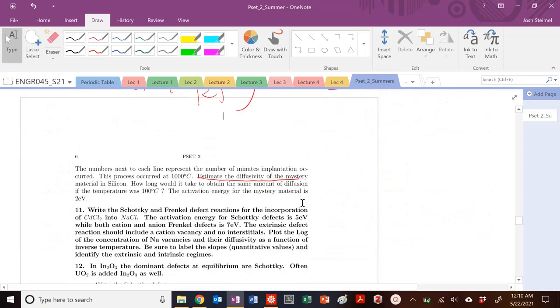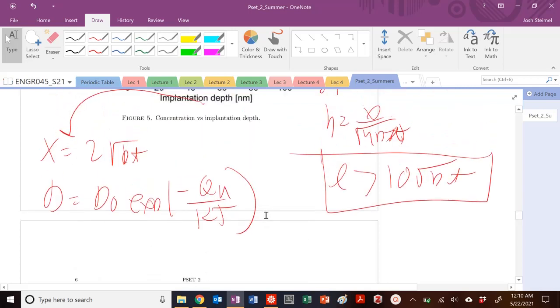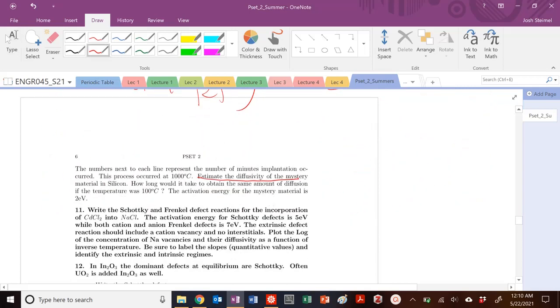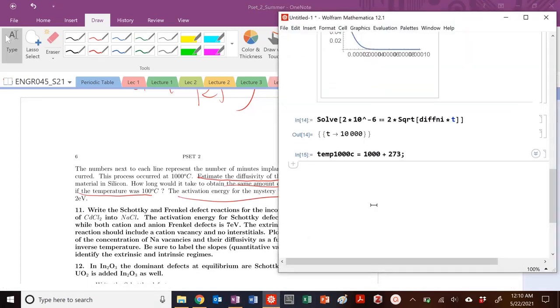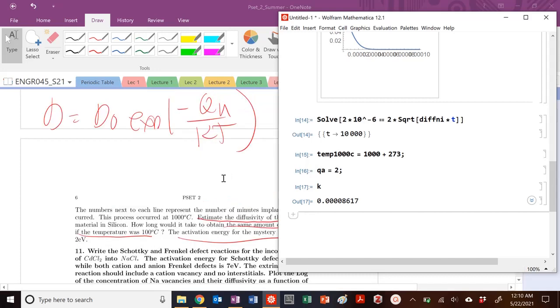So now we're going to do something very, very similar. So let's go ahead and estimate the diffusivity of the material. How long would it take to attain the same amount of diffusion if the temperature was 100 C? So we'll look at the same diffusion depth, and the activation energy is 2 eV. So our QA is equal to 2, and then we know what our K value is from previously, in electron volts per K, because we're going to be working with electron volts per K here.